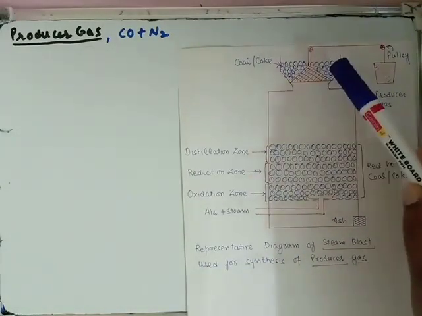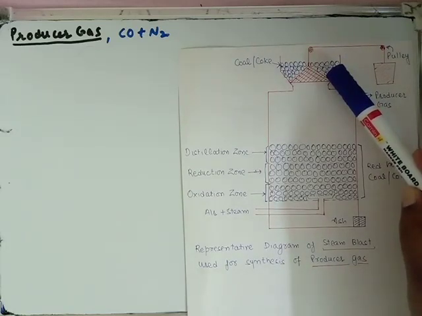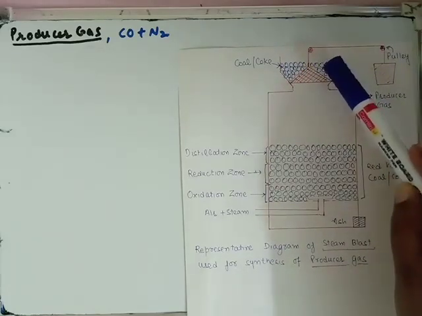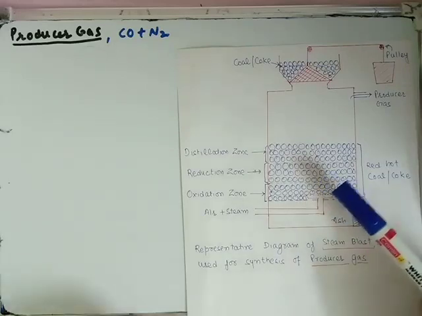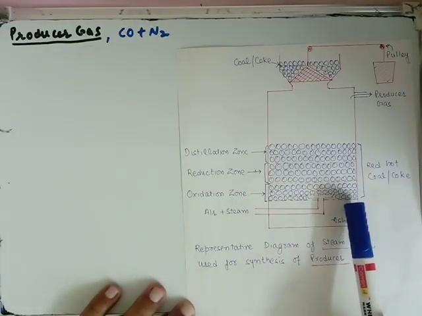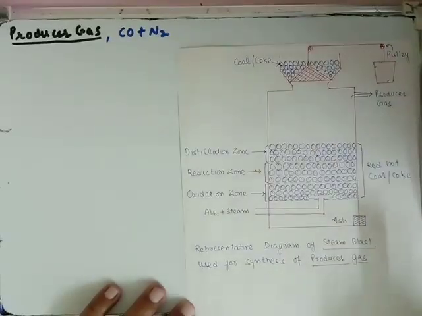This is a chamber where pure coal and coke is placed. This is a pulley, right? When you pull the pulley, then coal and coke gets inside the gasifier. In the gasifier, here is a grating. This grating does not allow any coal to go below this point, right?